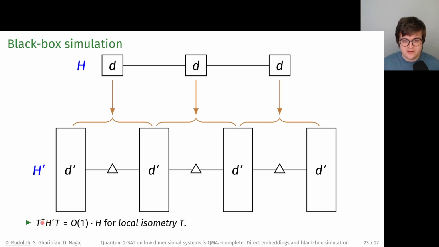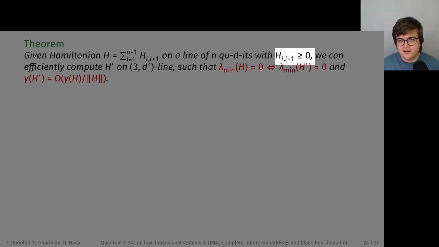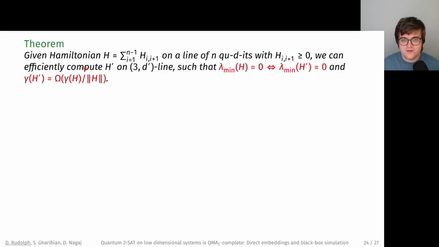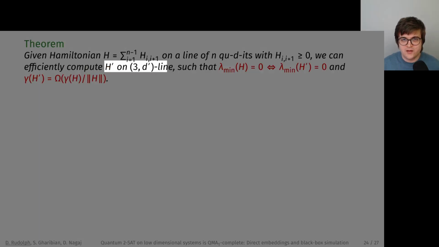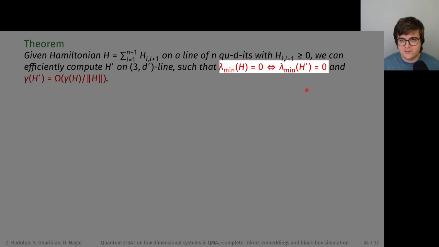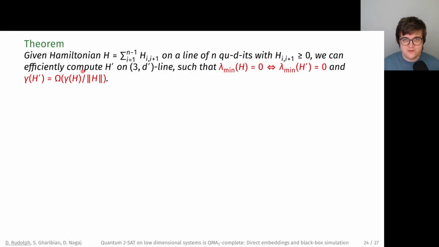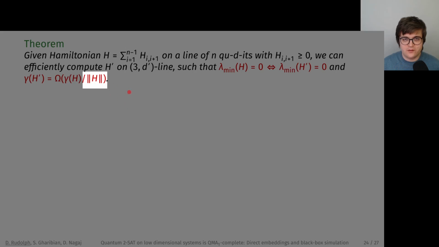And what we show is that then there exists some local isometry such that H prime is equal to H up to this isometry. More formally, we show this theorem here. So we're given a Hamiltonian on a line of n qubits, and each term is PSD. And we show that we can efficiently compute some H prime on the 3 by D prime line, such that lambda min of H is equal to 0 if and only if lambda min of H prime is equal to 0. And the spectral gap is also preserved up to a factor of the norm of H.